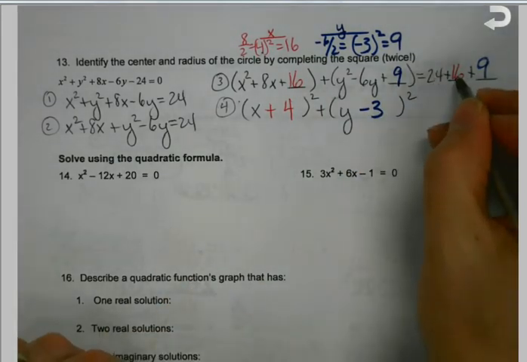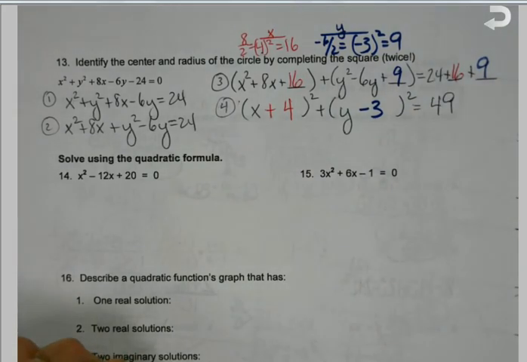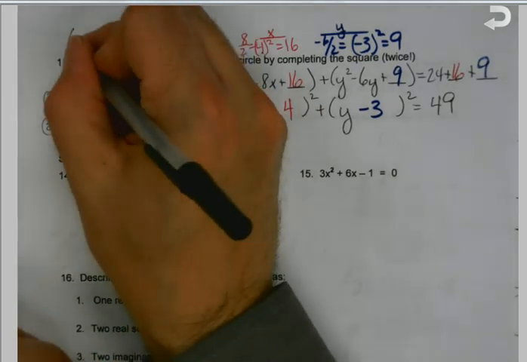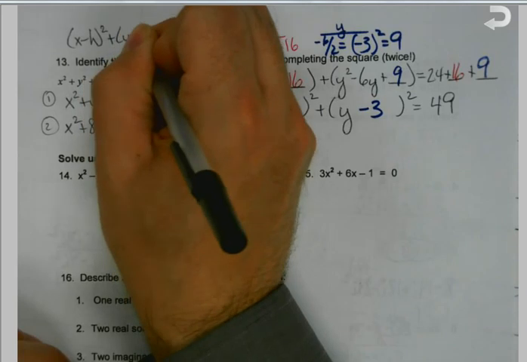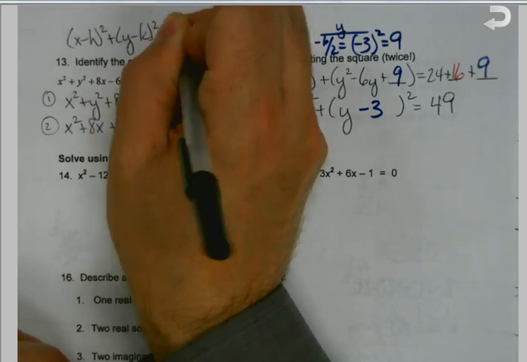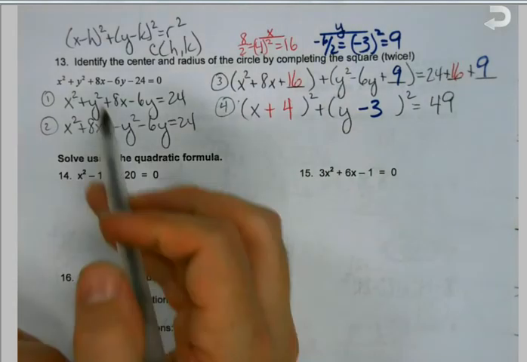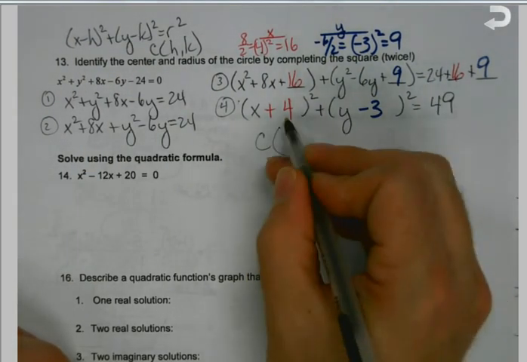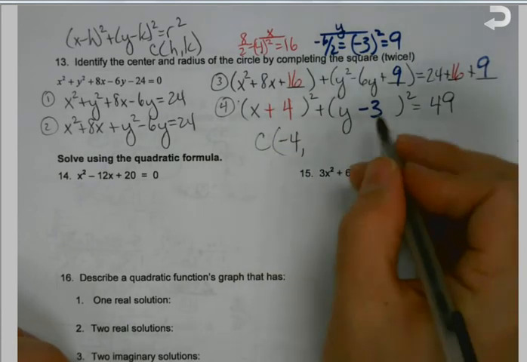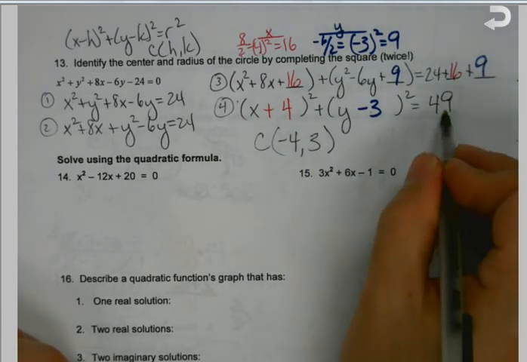24 and 16 is 40 plus 9 is 49. And then again, my center, remember when I'm doing these, here's the general form with my center being at h, k. In other words, my center is at the opposite of both of these values. So the opposite of 4 is negative 4. The opposite of negative 3 is 3. And this is my radius squared.